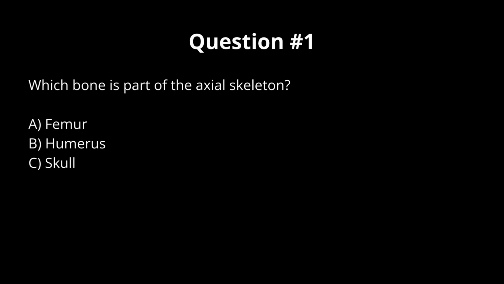Question number 1. Which bone is part of the axial skeleton? A. Femur. B. Humerus. C. Skull. The correct answer is C. The skull is part of the axial skeleton. The axial skeleton consists of the skull, vertebral column, ribs, and sternum. The appendicular skeleton includes the limbs and girdles.